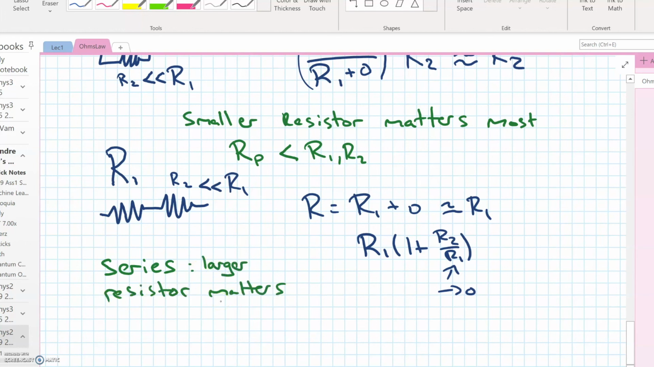And that allows you to make some approximations in circuits. When you have a really big resistance in parallel with a reasonable resistance, say a kilo ohm versus a mega ohm, you can ignore the mega ohm. If you have a mega ohm in series with a tiny 50 ohm output resistor, just ignore that 50 ohms. It's just a useful approximation. And that's it for Ohm's law, resistance, and resistors.